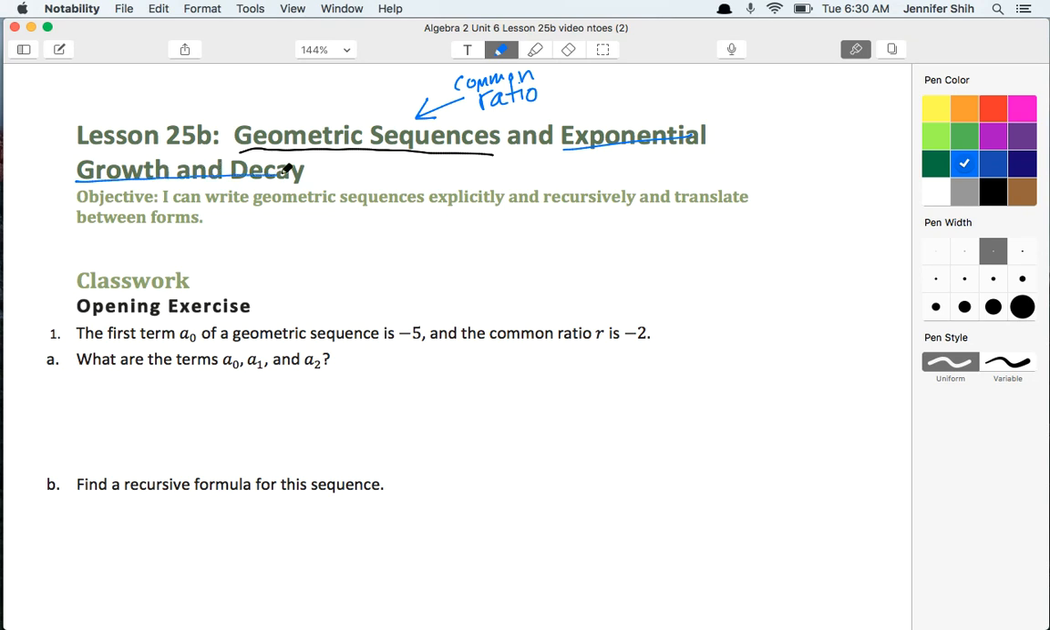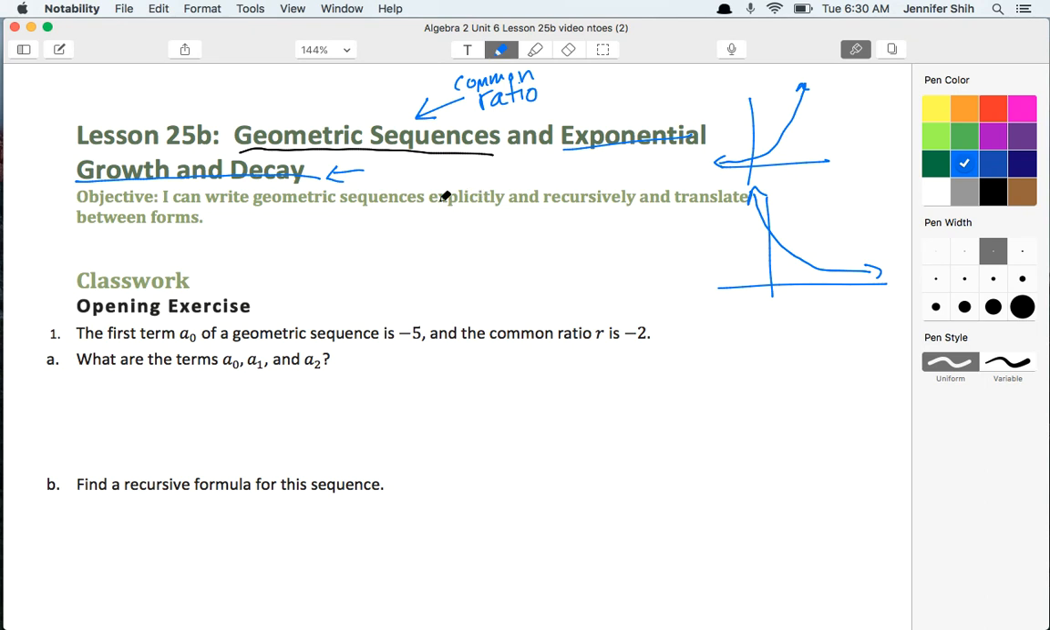Exponential growth and decay is something that we've been working with before. They are graphs. I always think of it as graphs that look something like this. They are the inverse of the log. But then we also have these decay graphs that look like this. They're not easy to draw on this tablet.